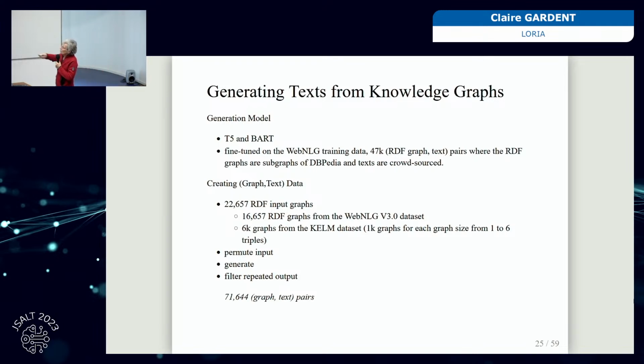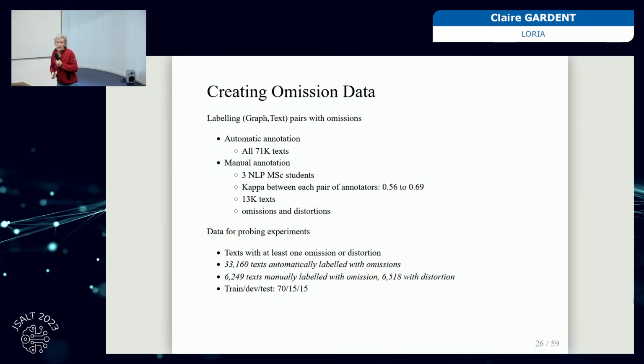And at the end, we permute the input to have more output, and we filter the repeated output. So in the end, we end up with about 71,000 graph-text pairs, where the texts are generated from these two models. And now we want to see where the omissions are in the generated text. We want to label them, so we can actually train and test the probes.